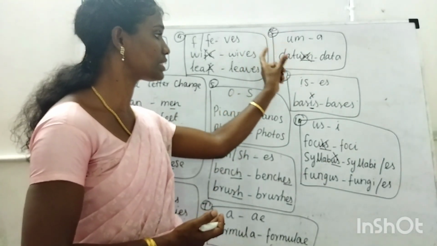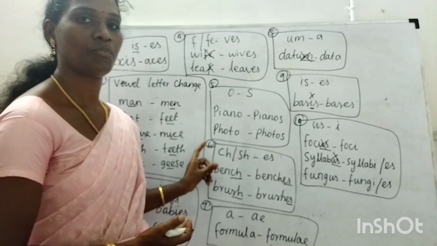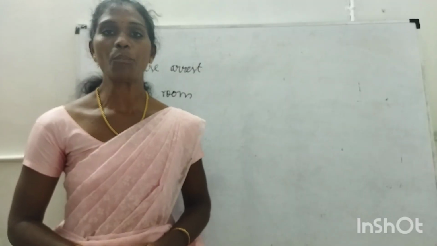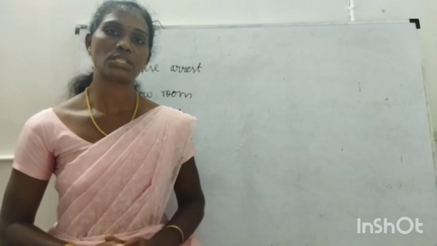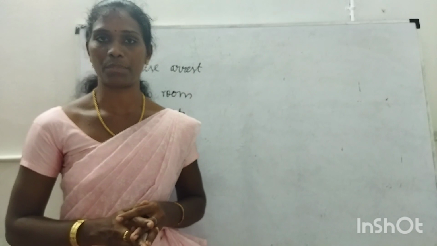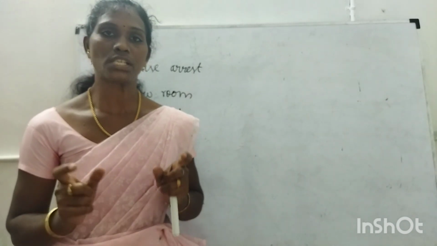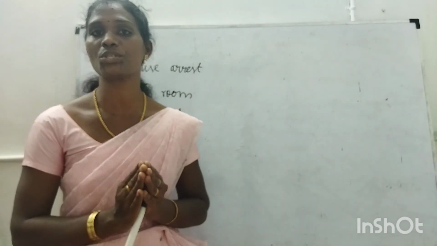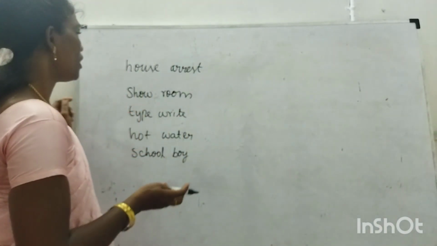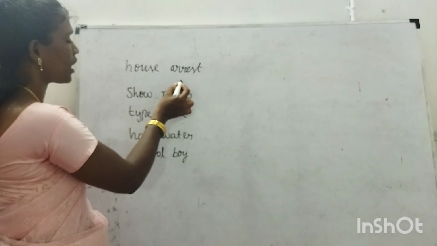Only if you learn these techniques clearly can you answer the question. And the next one is compound words. Compound word means two words, each with a separate meaning. Two separate meaning words come together and give a single meaning. For example, if we see house, arrest.